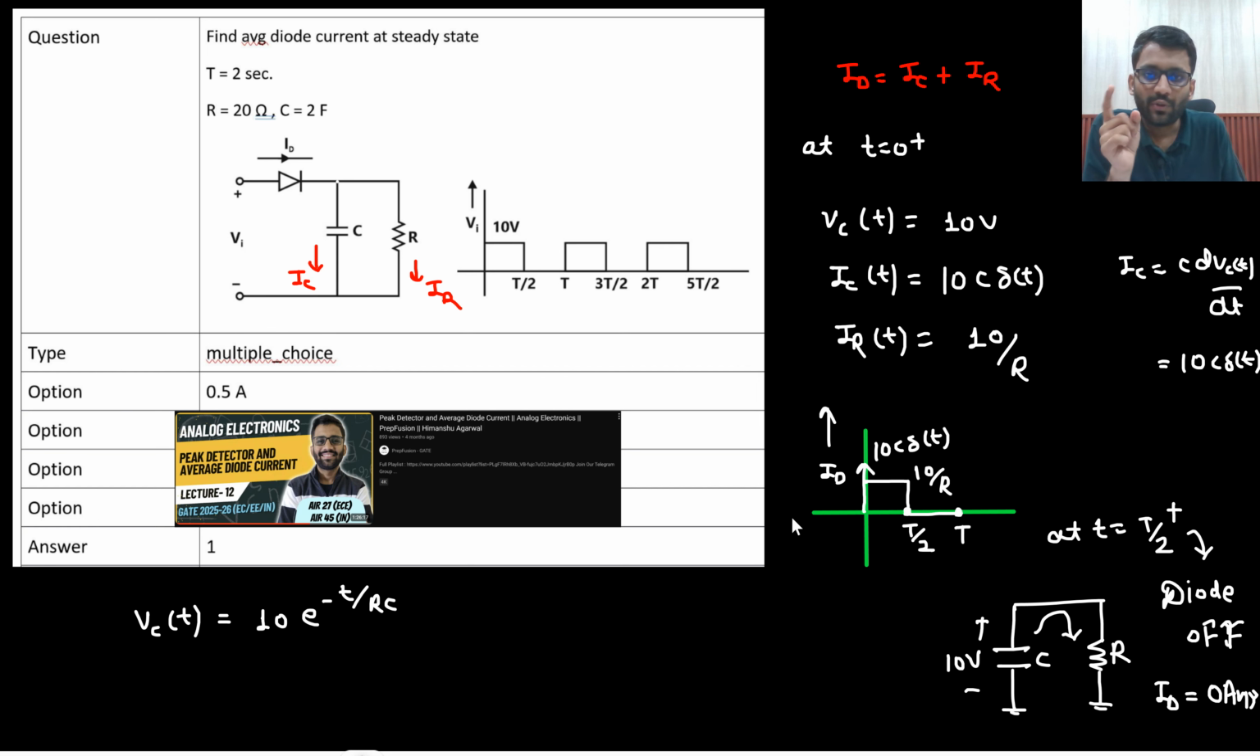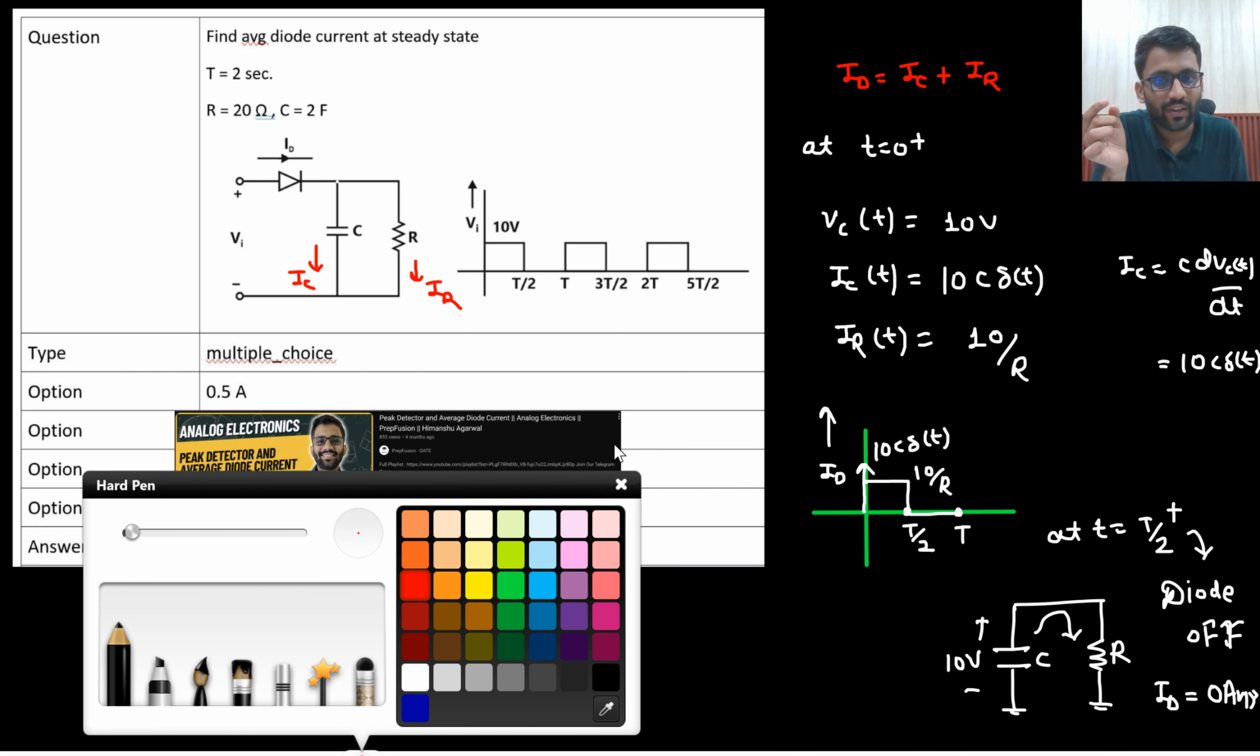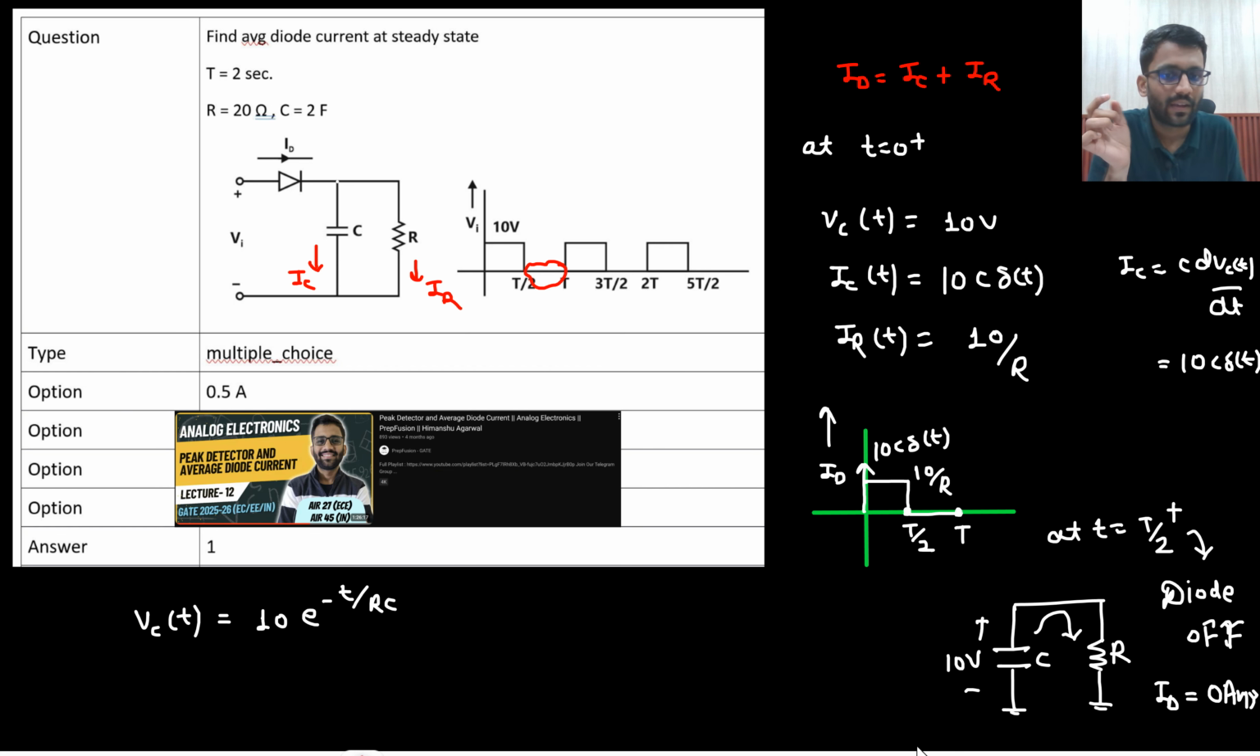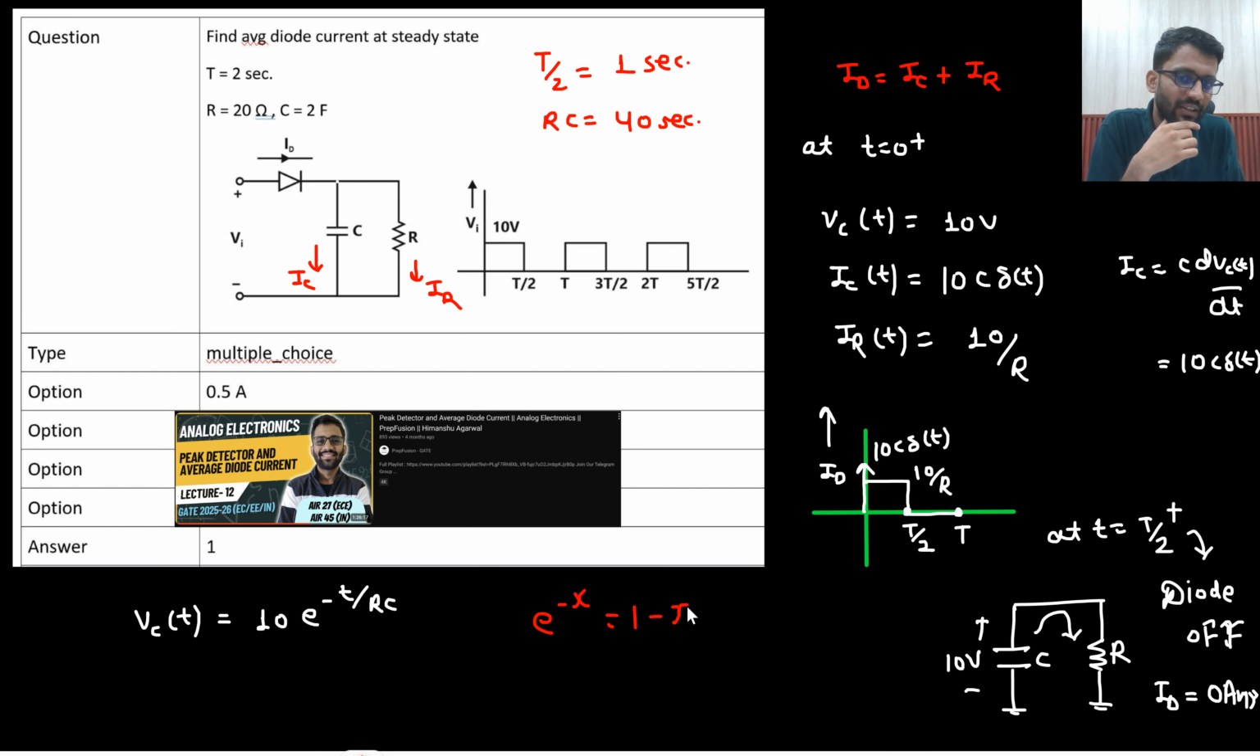Now what do you see? For how much time it will discharge? For t by 2 window only, for this much window only. What is the value of t by 2? T by 2 is 1 second. And what is the value of RC? RC is 40. Time constant is very large and time window is very less. That means this value will be very, very less. Say yes or no. And if e to the power minus x, x is very less, then I can replace it with 1 minus x.